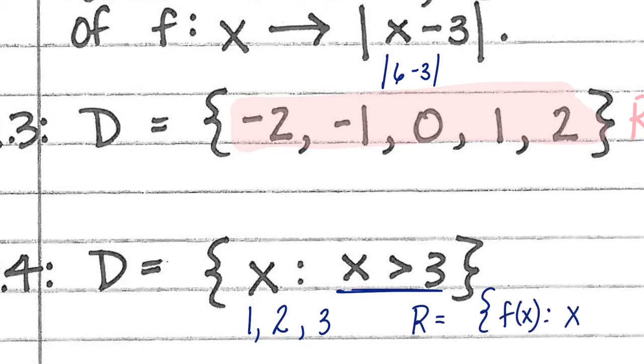So we need to state this range as a set of all numbers where f of x is greater than 0. Why did I say greater than 0? Notice if I put in 3 minus 3, I get 0. What happens if I put in -1? If I put in -1, I get 4. So remember that it's never going to go into the negatives. Why? Because the definition of absolute value is the distance, which means it will be positive.